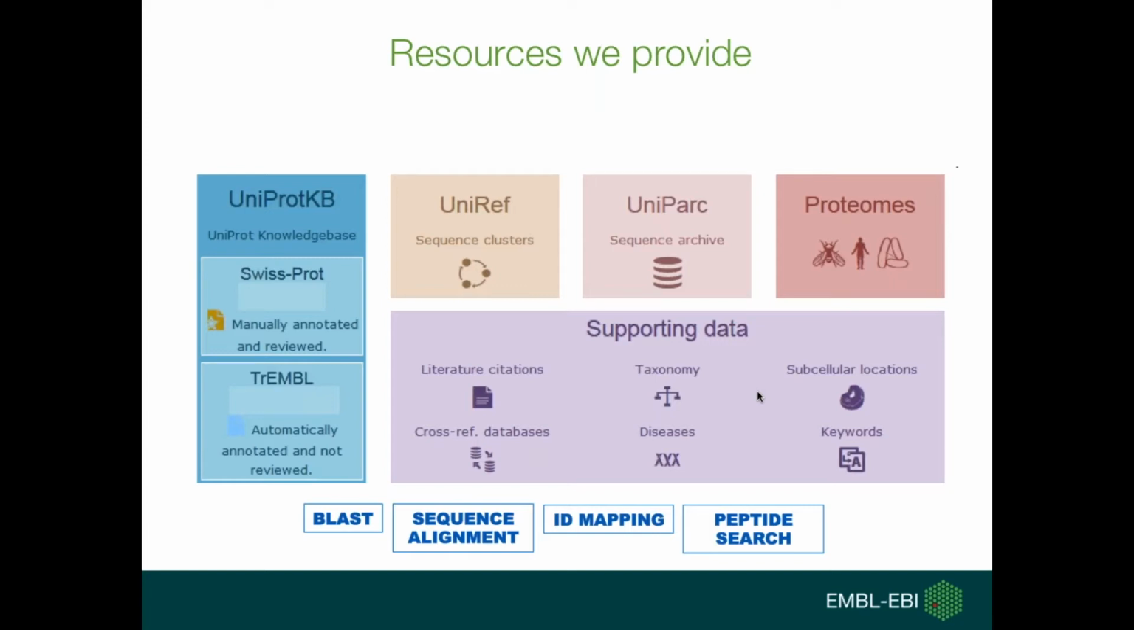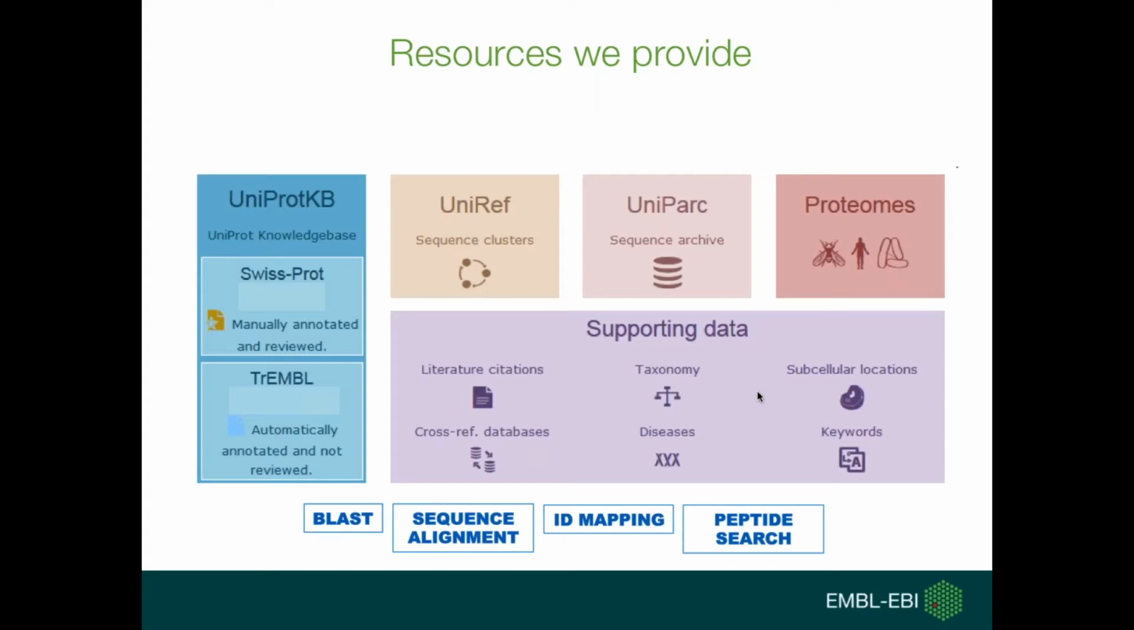The UniProt knowledge base contains all of the protein records that have the information about function, sequences, interactions, and so on compiled within them. There are two types of proteins in UniProt knowledge base, two sections of the knowledge base. The first one, as you can see there, is SwissProt, which contains manually annotated and reviewed proteins. These have undergone expert curation with our curators.